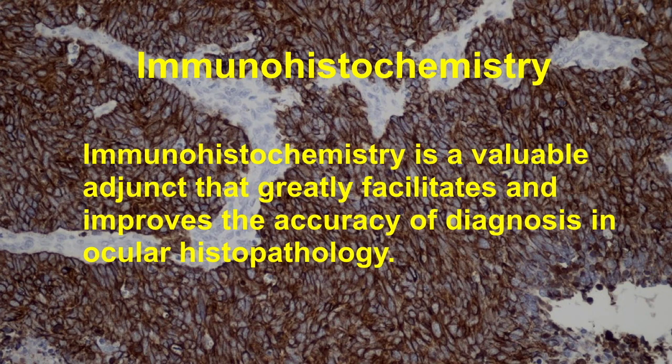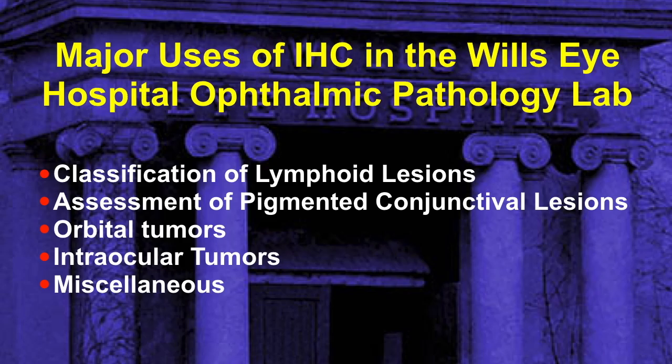Immunohistochemistry is a valuable adjunct that greatly facilitates and improves the accuracy of diagnosis in ocular histopathology. At Wills, immunohistochemistry is used most often in the assessment and classification of lymphoid tumors and pigmented lesions of the conjunctiva.